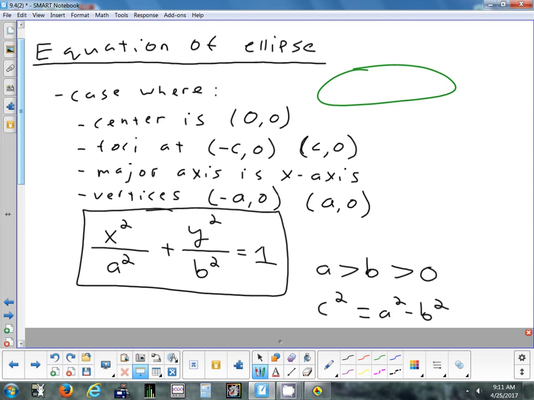The other thing is that it's equal to 1. Anytime you write the equation of an ellipse, we always get it equal to 1. It's not something we did with a parabola. Okay, and then a couple conditions about A and B. First of all, A and B are always positive. And second, A is always bigger than B.